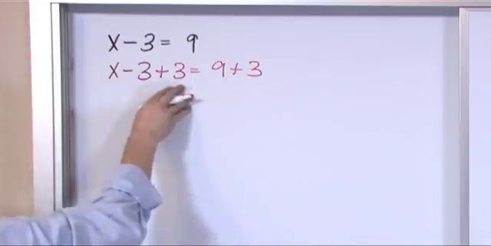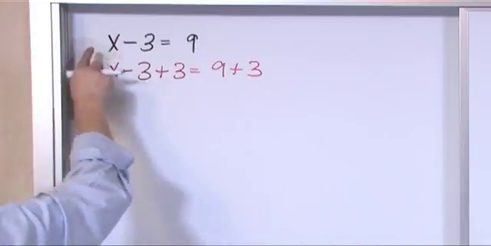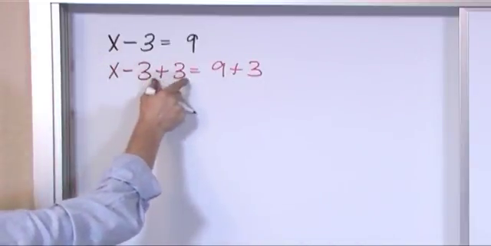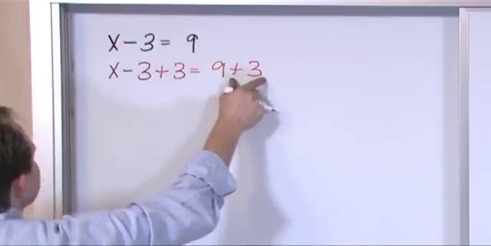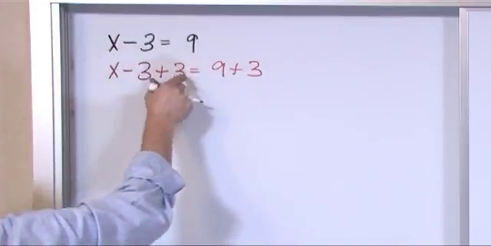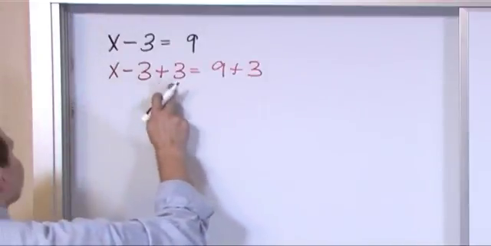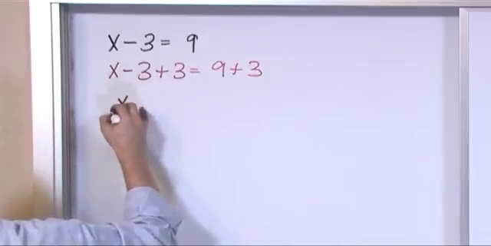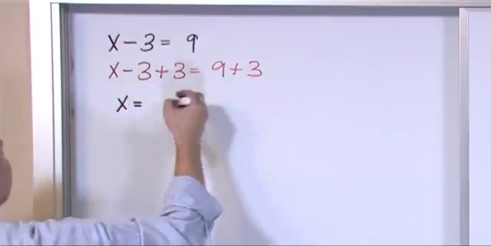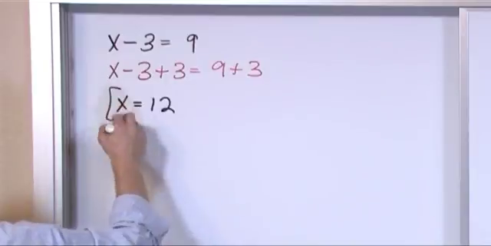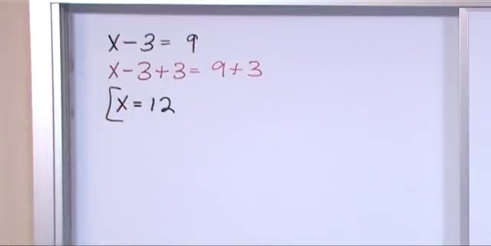The only thing different between this line and the previous line is I've added 3 here and I've added 3 here. The equation is the same, but I've added 3 to both sides, so I haven't really changed the equation, although I've changed the way it looks. Negative 3 plus 3 is 0, so on the left I'll have x, on the right I will have 12, and that would be the answer. You have solved this equation. x is equal to 12.